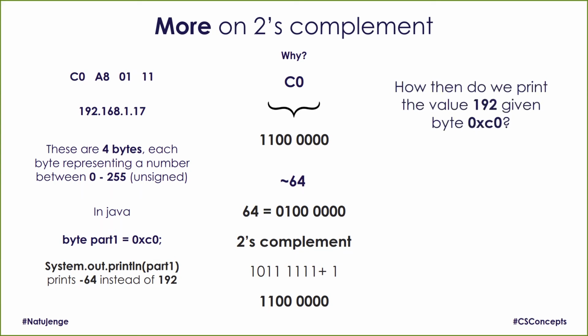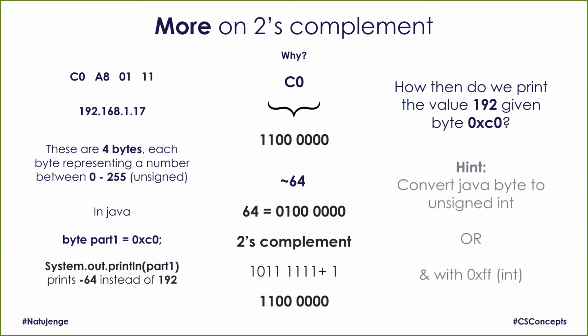Now, if you are writing a program to actually decode the IP header, how do you get 192 out of this? So there are 2 options. The 2 options is you either convert the byte into an unsigned integer, and the basic idea is to ensure that there are more bits to the left of the number, and the bits are set to 0 so that the leftmost bit becomes 0, and that ensures that the number represented there is a positive number.